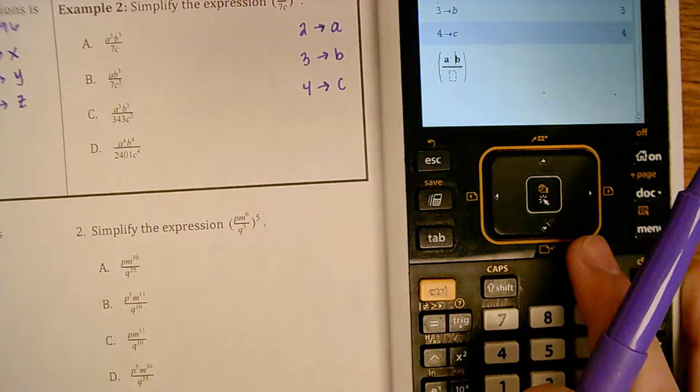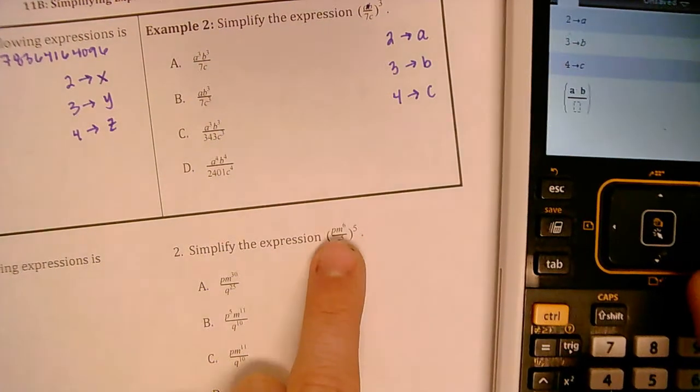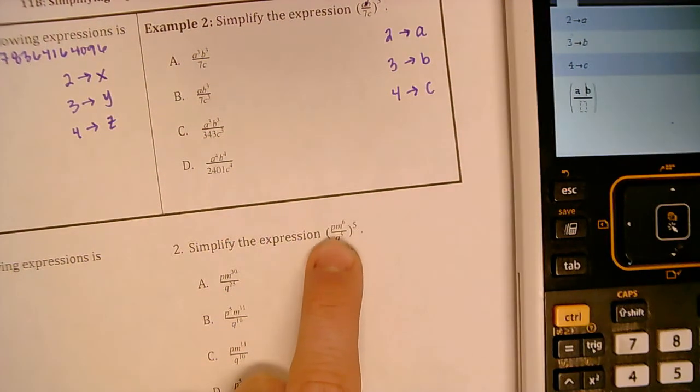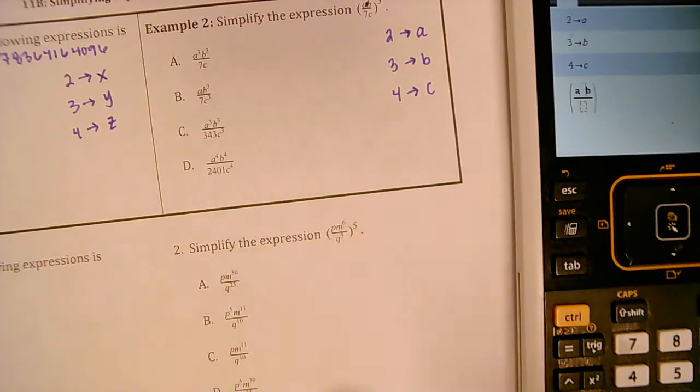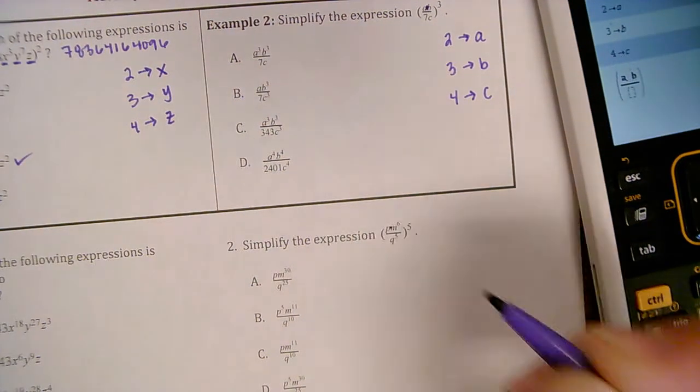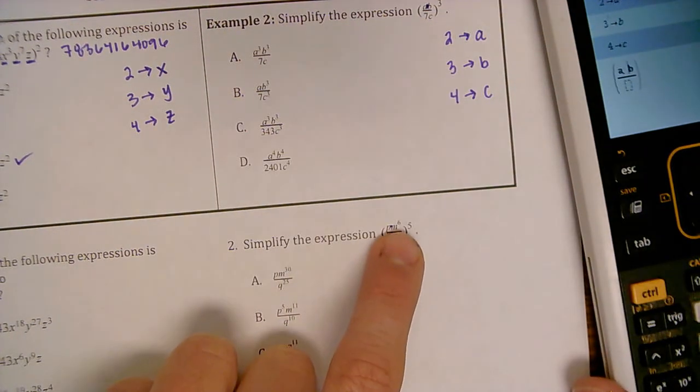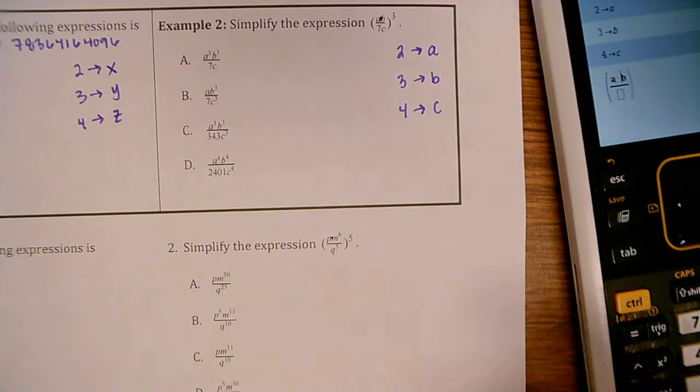You'll notice that when you get to number 2 down here, you've got P m to the 6th. When you plug that in, you'll have to put P times m to the power of 6.